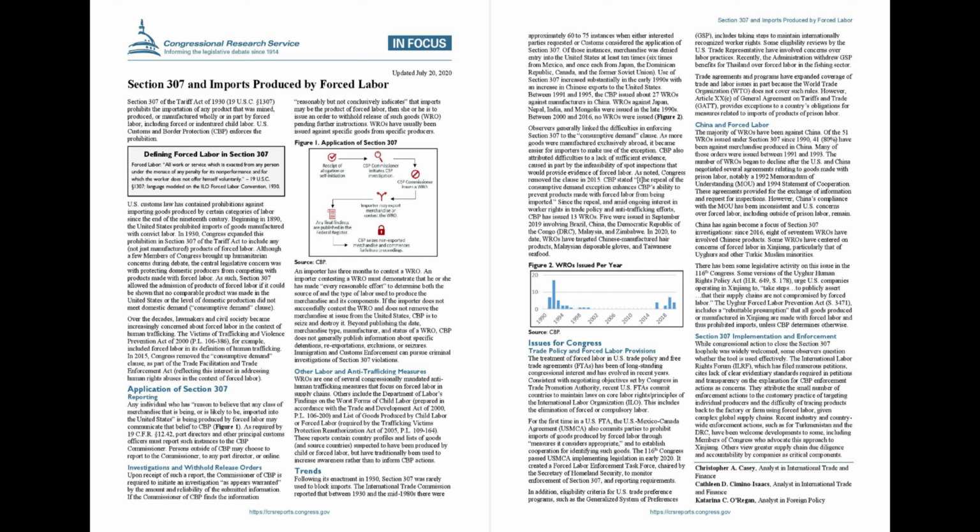In addition, eligibility criteria for U.S. trade preference programs, such as the Generalized System of Preferences (GSP), includes taking steps to maintain internationally recognized worker rights. Some eligibility reviews by the U.S. Trade Representative have involved concerns over labor practices. Recently, the administration withdrew GSP benefits for Thailand over forced labor in the fishing sector.